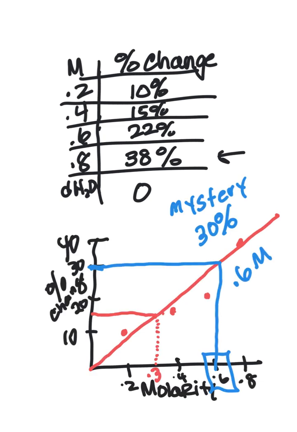It's pretty simple. You will definitely see this on a test where I give you some data and you have to figure out a mystery. It'll probably be a cell that has a certain percent change in its volume or in its mass. And so you're going to graph it and then figure out what the molarity of that cell is. And so hopefully that helped, and we will be doing this together in class.